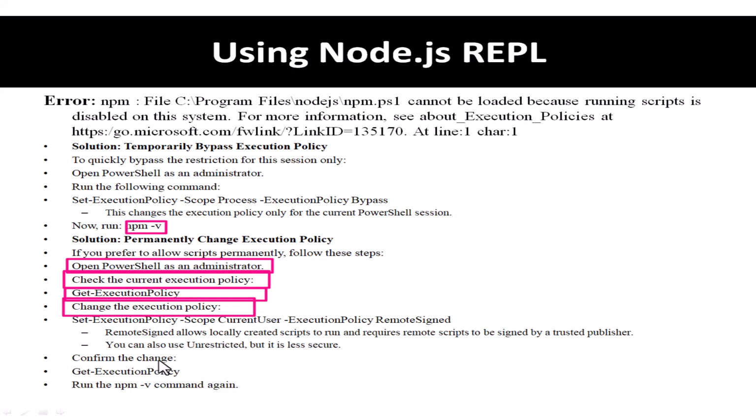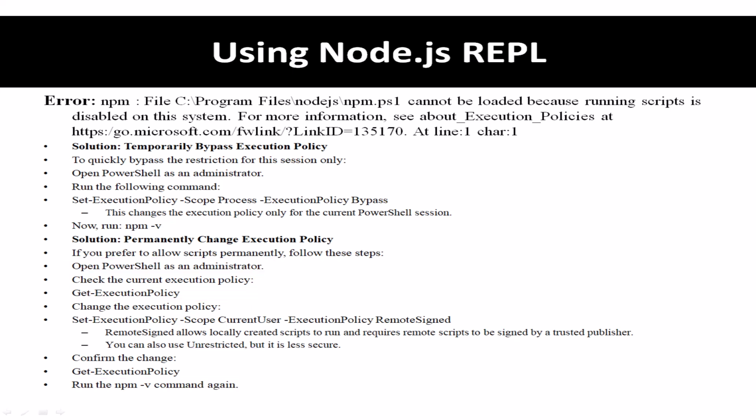In order to set the execution policy, you can set it under the current user or as remote signed. Remote signed allows you to create scripts locally and run them on the network, and you need to make it a trusted publisher in order to run on the network. You can also use unrestricted, but it is less secure. If you are changing the policy, you have to run the command again, so run npm -v, so that you can get the execution policy.